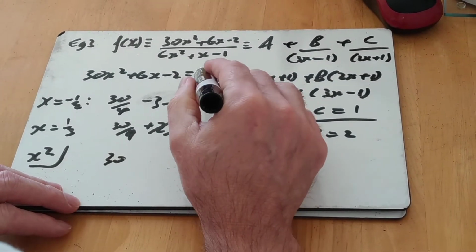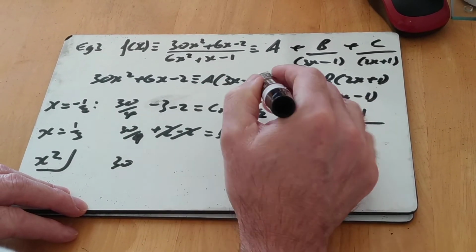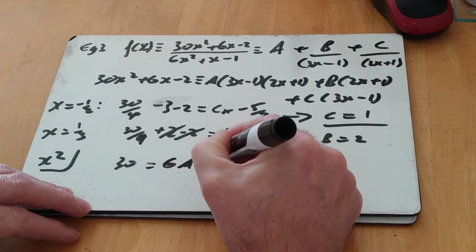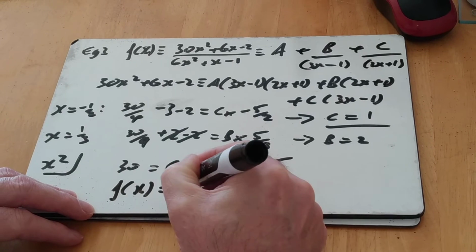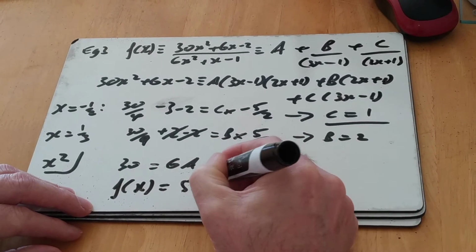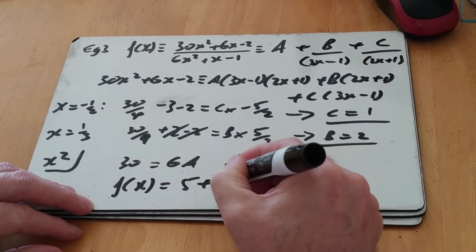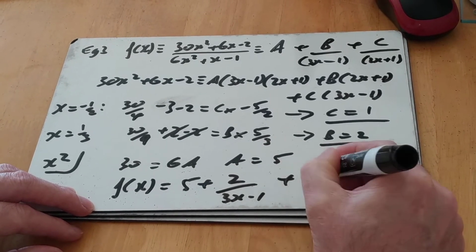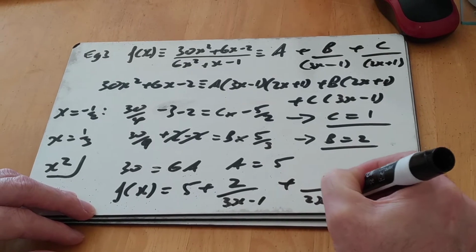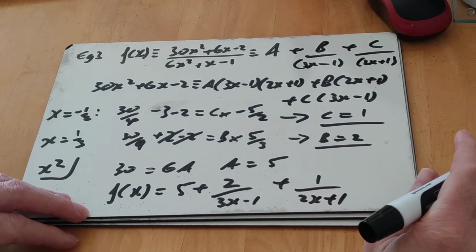30x squared, and I've got a times 3 times 2, so a times 6 equals 5. So our f(x) then becomes 5 plus, get it the right way around, b is 2 over the 3x minus 1, and then plus 1 over the 2x plus 1.